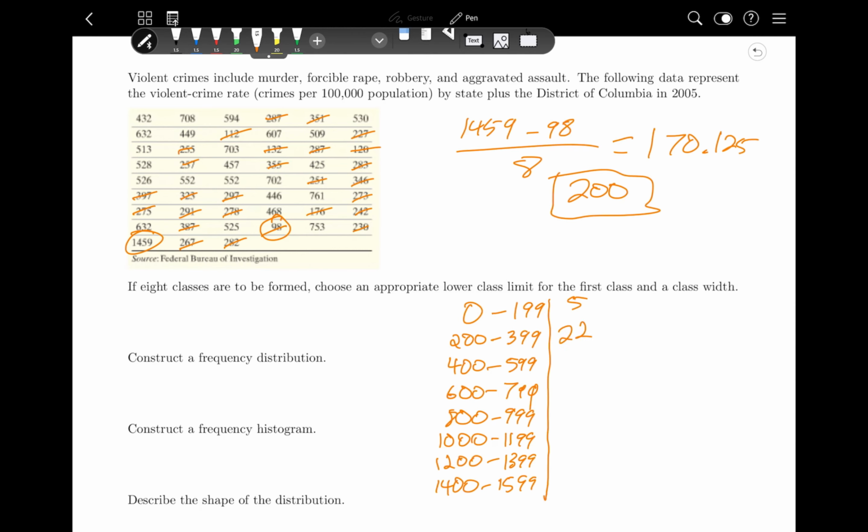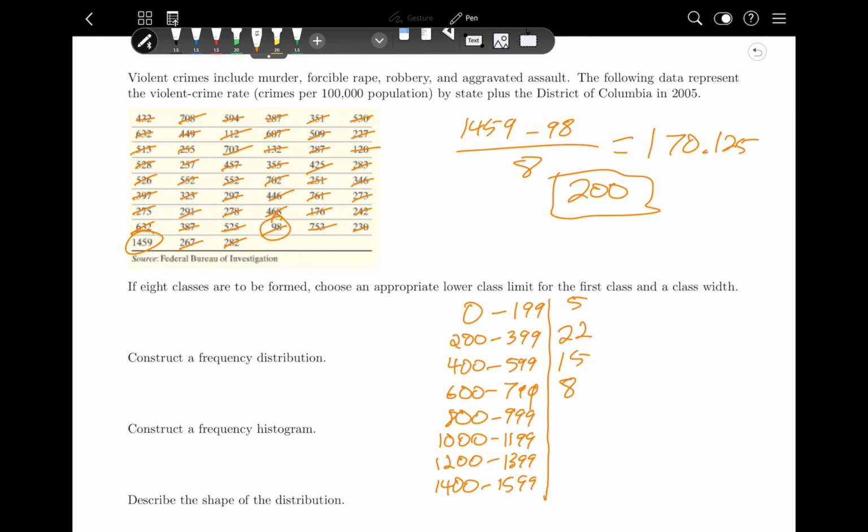So now 400 to 599. So anything that starts with a 4 or 5. So 1, 2, 3, 4, 5, 6, 7, 8, 9, 10, 11, 12, 13, 14, 15. Okay, and then 600 to 799, so anything that starts with a 6 or a 7. So 1, 2, 3, 4, 5, 6, 7, 8. So there's 8 there.